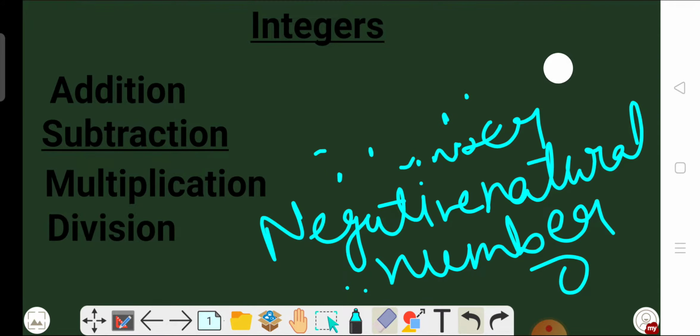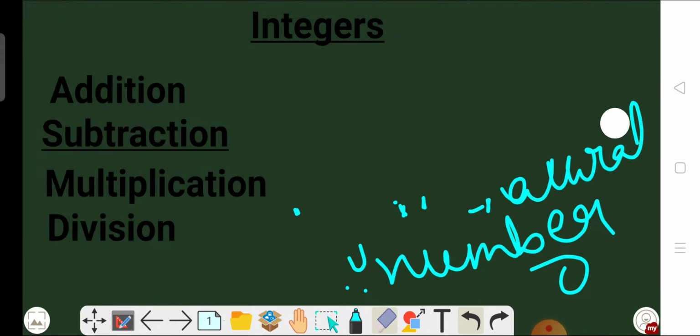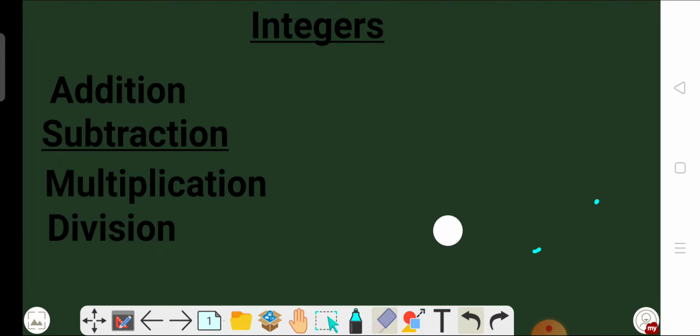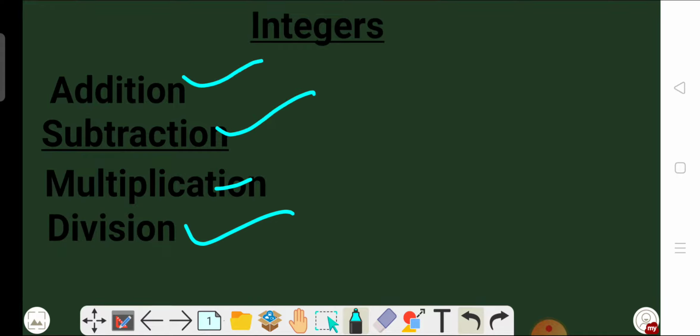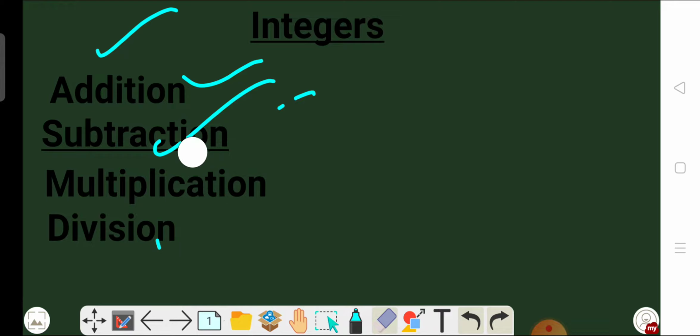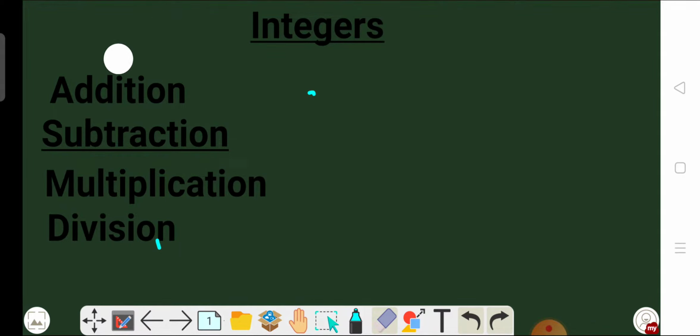Okay beta. In this chapter what will we learn about integers? Addition of integers, subtraction of integers, multiplication of integers and division. How can we add two integers? How can we subtract one integer from another? How can we multiply two integers? And how can we divide integers? Okay. To learn about the integers beta, firstly we have to learn the sign.